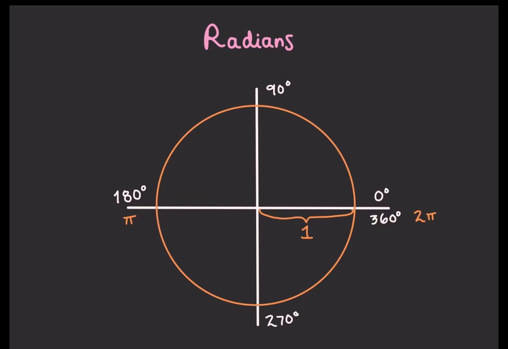We are used to measuring angles in degrees, but the circle is not defined by angles, it's defined by the circumference. For a circle of radius 1 unit, like in the unit circle, the circumference is 2 pi. This number comes from geometry.